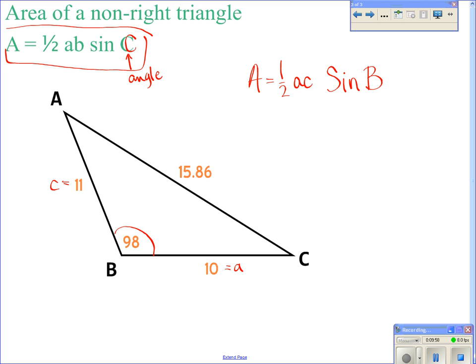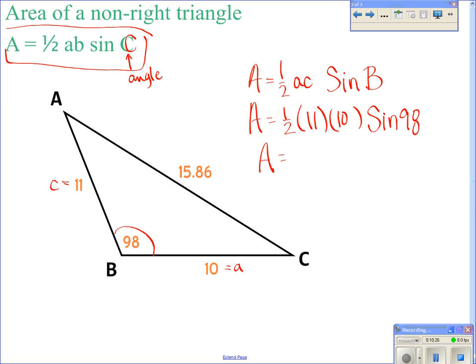So when you're finding the area of a non-right triangle, you need an angle and you need the sides on either side of it. All we have to do is put those three numbers in here. And just like in geometry, we need 3 lines of work. We need our formula, the numbers you're putting in, and your answer. So our 2 sides we're putting in are 11 and 10. Angle's 98. Third step is your answer. That's the area of that triangle.